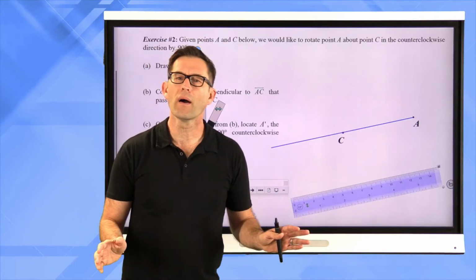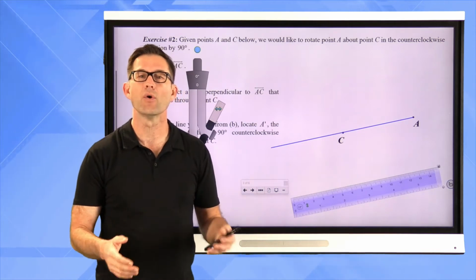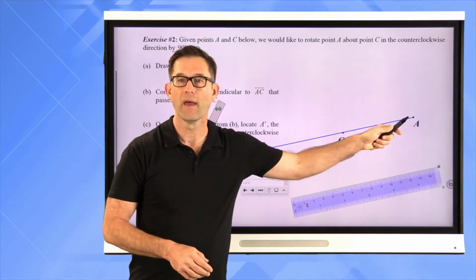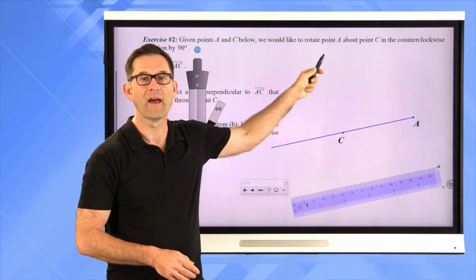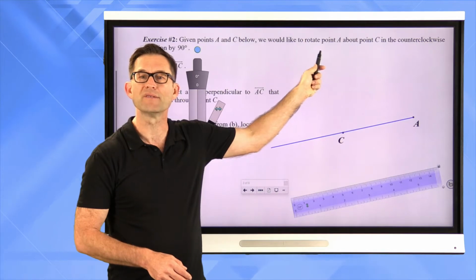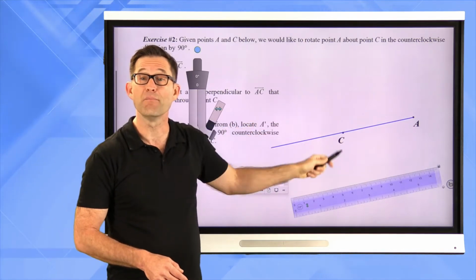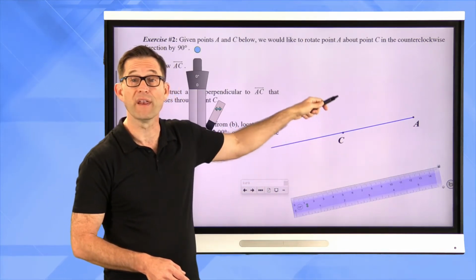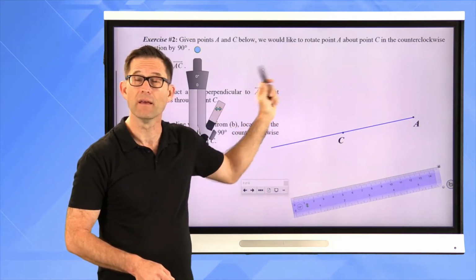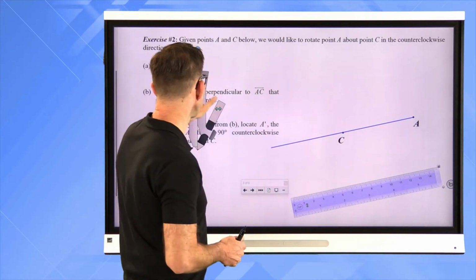Now, side note, I want you to always visualize where the final image point is going to be, right? I'm going to take point A, and now I'm going to rotate it by 90 degrees counterclockwise about point C. So point A is going to be somewhere up there, and it's going to be along a line segment that is perpendicular to that line and passes through C. So of course that's going to be the second part of our construction.